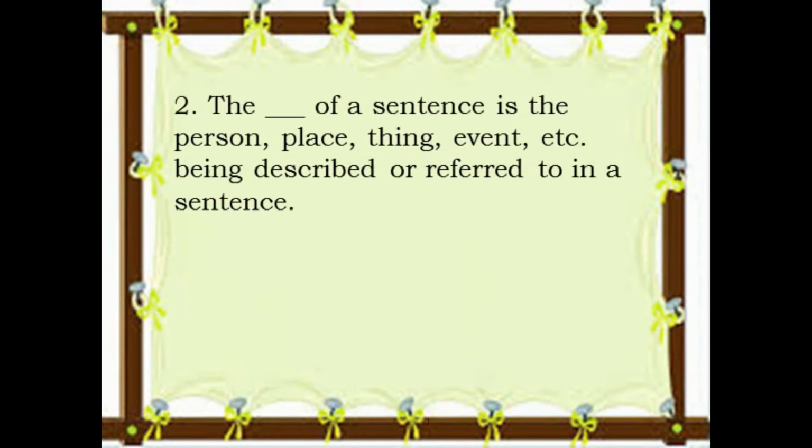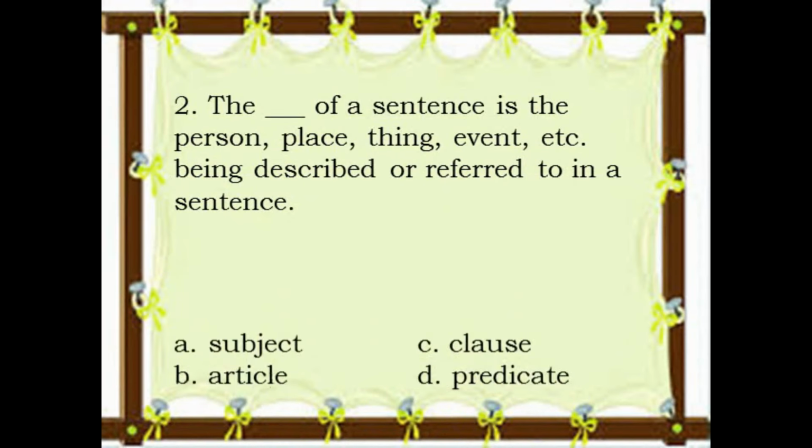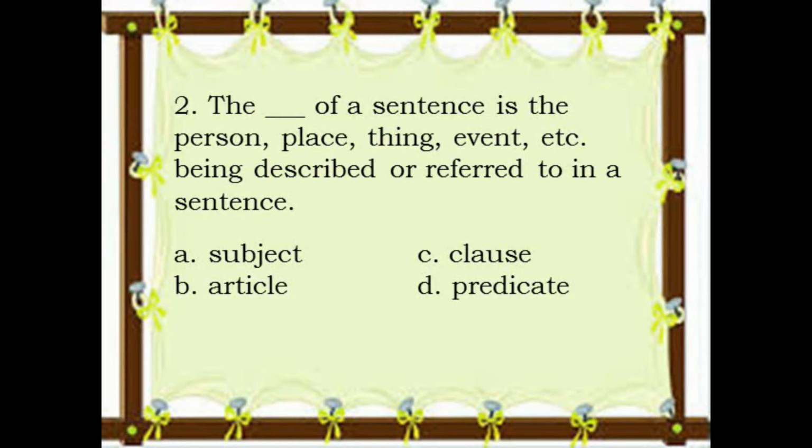Now your turn to answer number 2 to 10. Number 2. The blank of a sentence is the person, place, thing, event, etc. being described or referred to in a sentence. A. Subject. B. Article. C. Clause. D. Predicate.